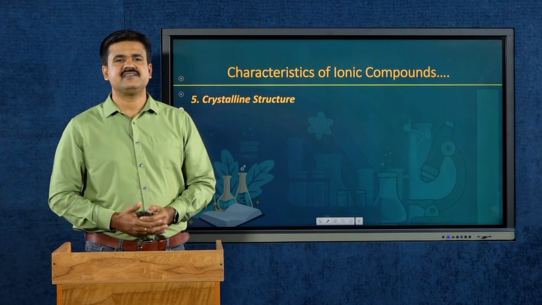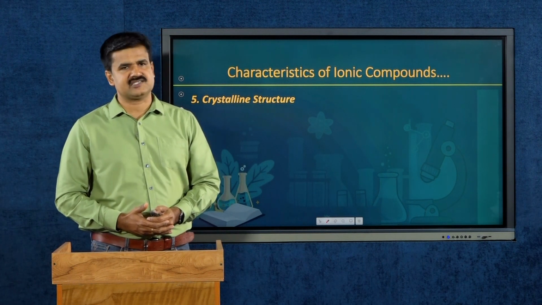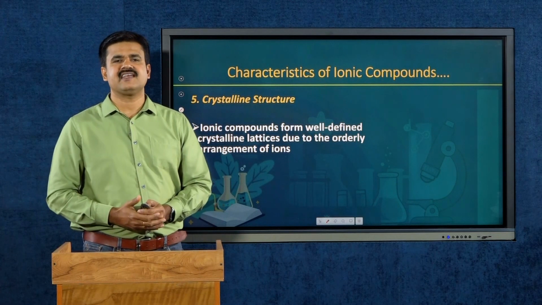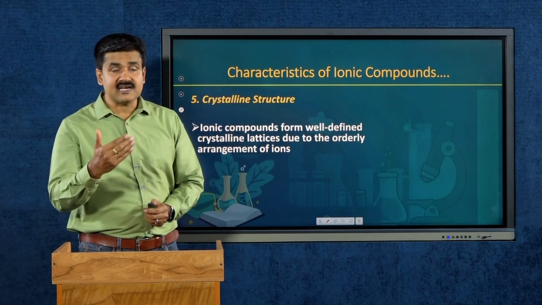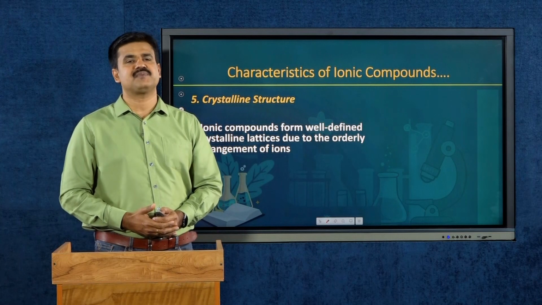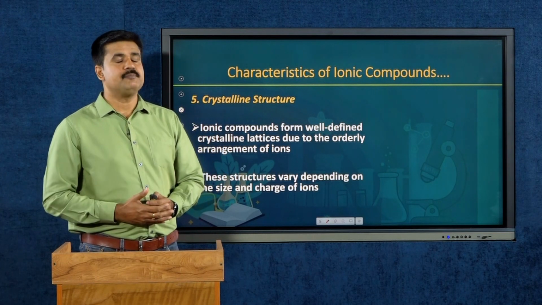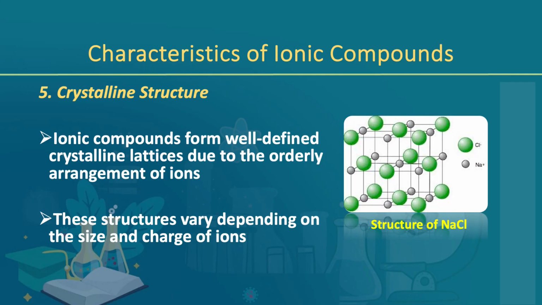Another characteristic feature is crystalline structure. Ionic compounds form a well-defined crystalline lattice due to the orderly arrangement of ions present in it. These structures vary depending on the size and charge of the ions. This is the crystal structure of NaCl. This structure is otherwise called the rock salt structure.